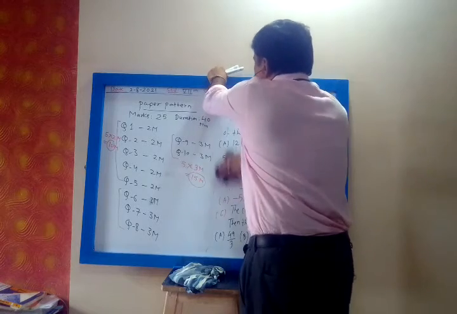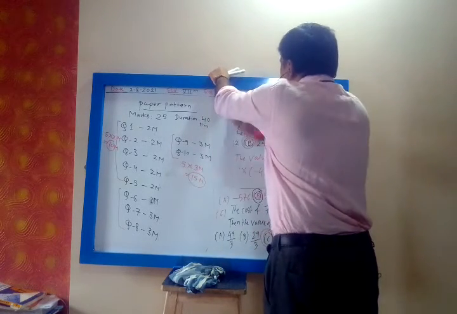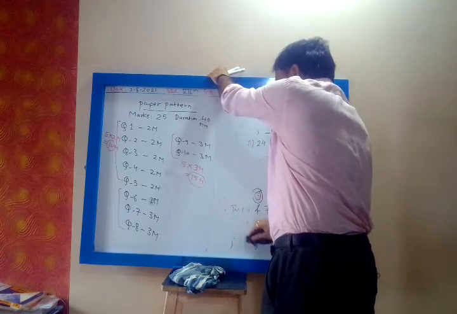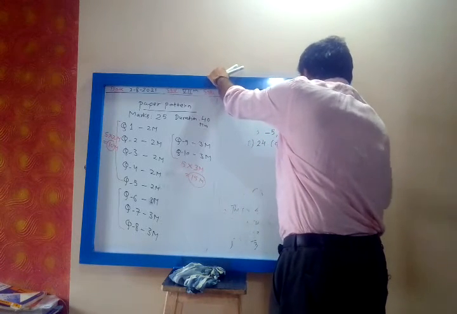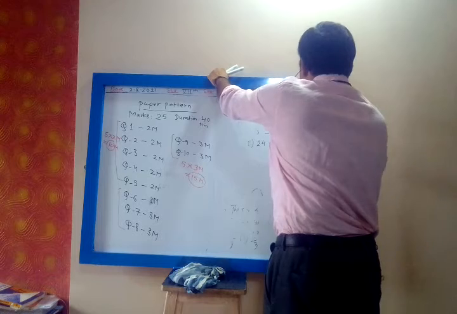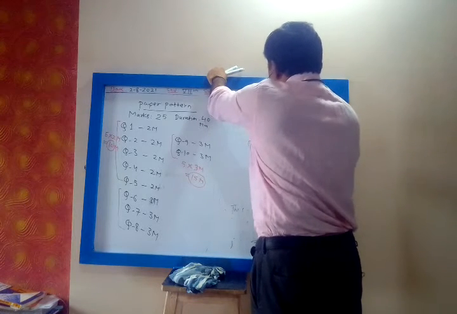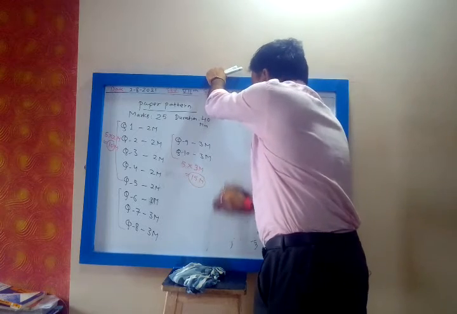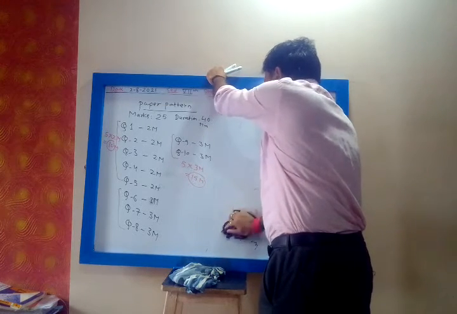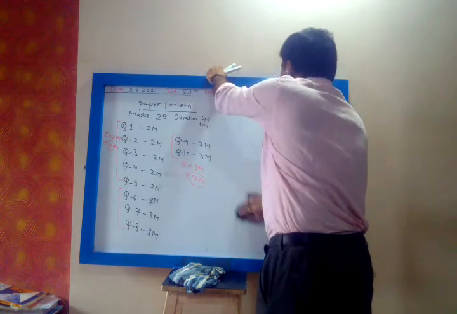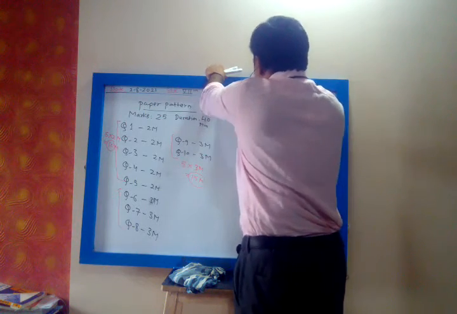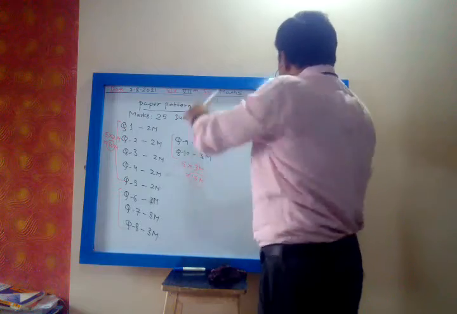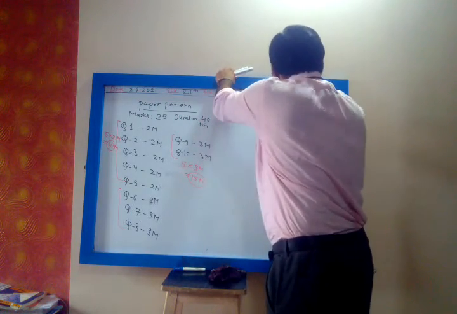So total there will be 10 questions. First 5 questions of 2 marks, then last 5 questions of 3 marks. Each question will be MCQ. 4 options will be given. You have to pick the correct option.